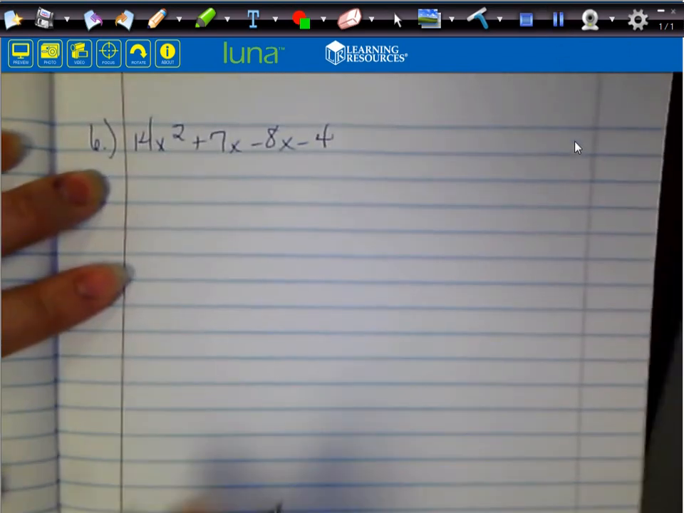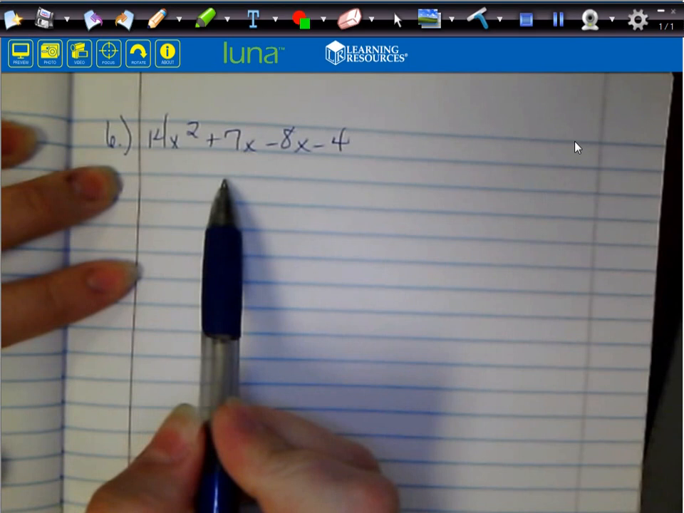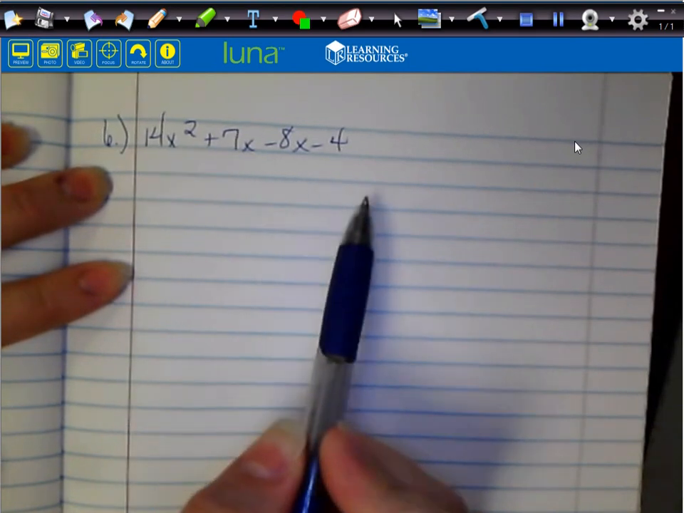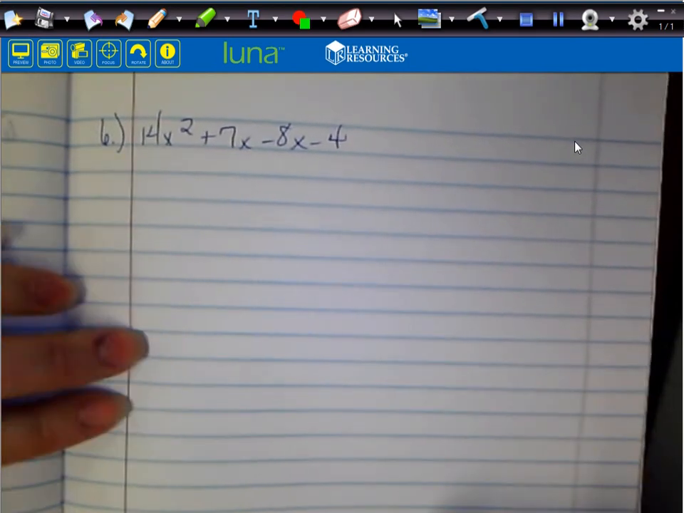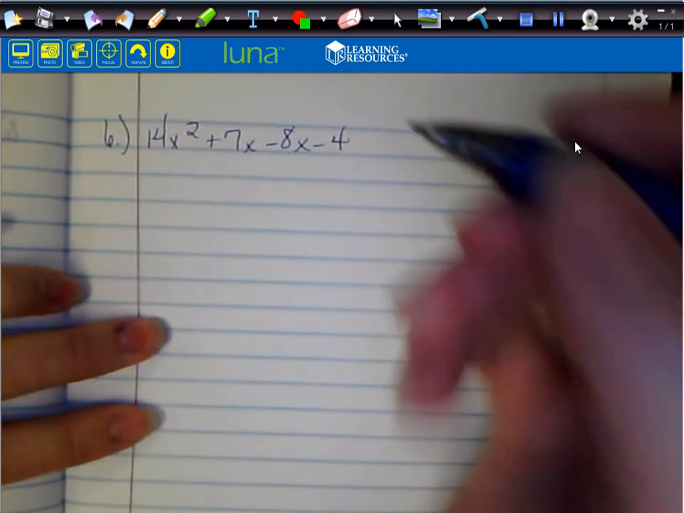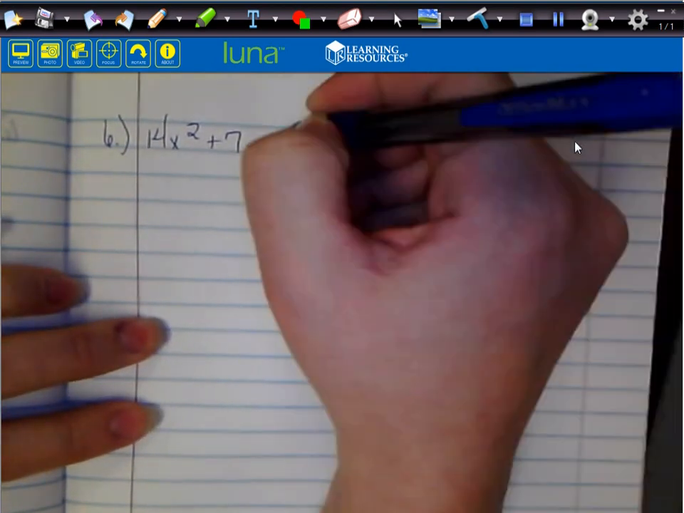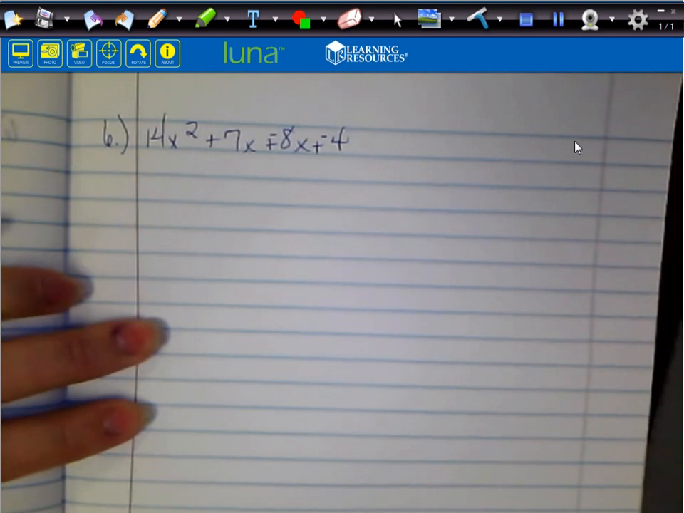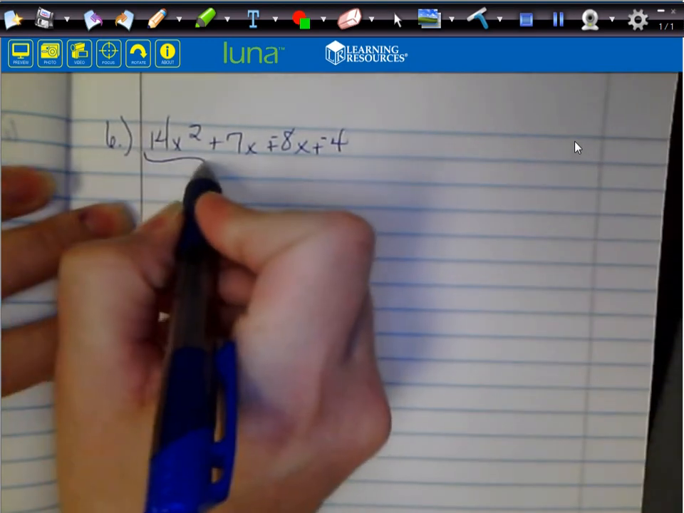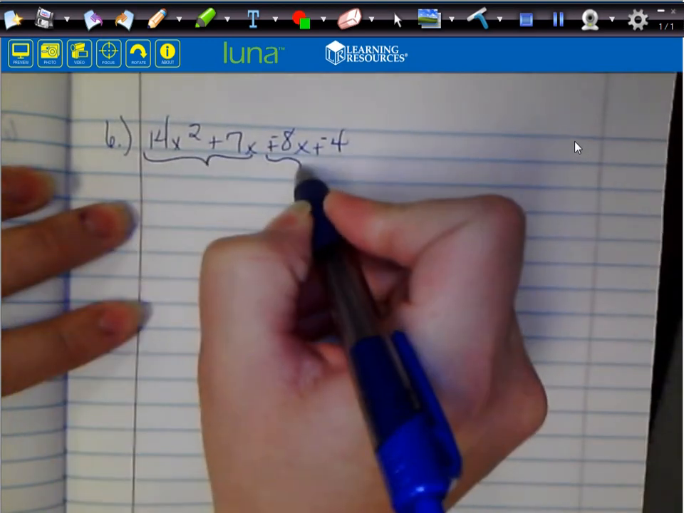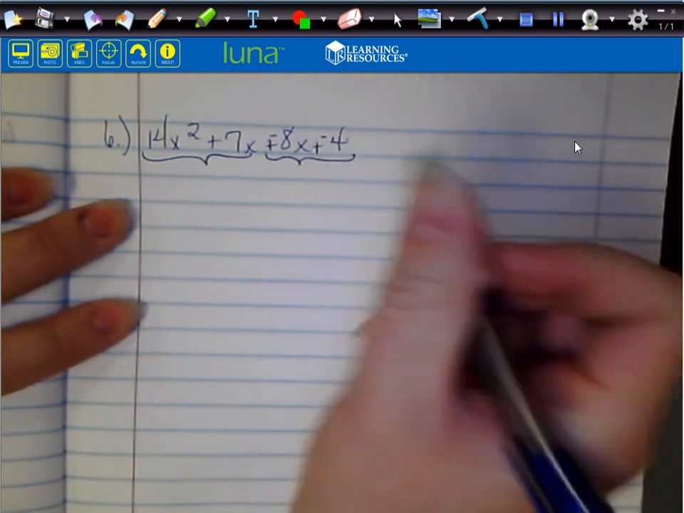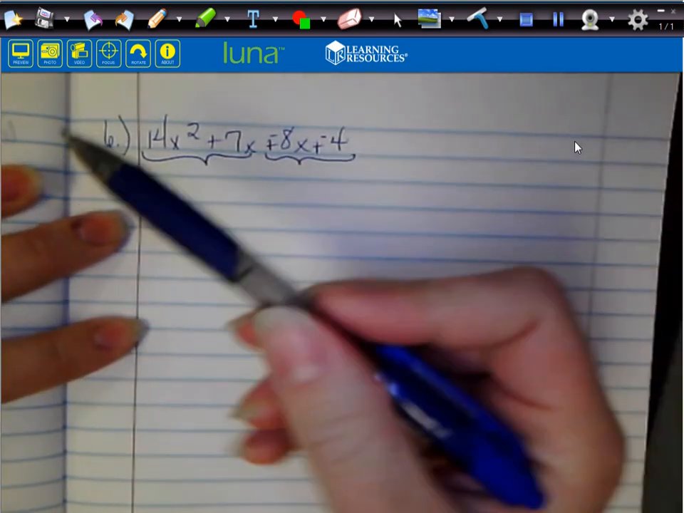It's 14x squared plus 7x minus 8x minus 4. The very first thing I'm going to do is go ahead and add the opposite. So I'm going to change this to plus a negative 4 and plus a negative 8x. Now I'm going to go ahead and factor by grouping. I'm going to group my first two terms and my last two terms. And then I'm going to start looking at my factor sheet to find my greatest common factor.